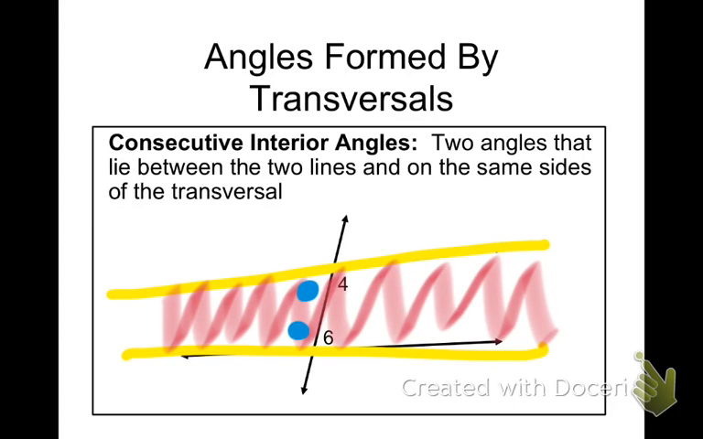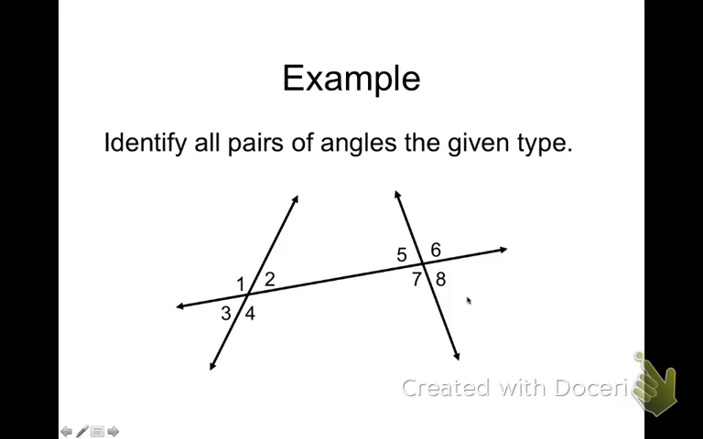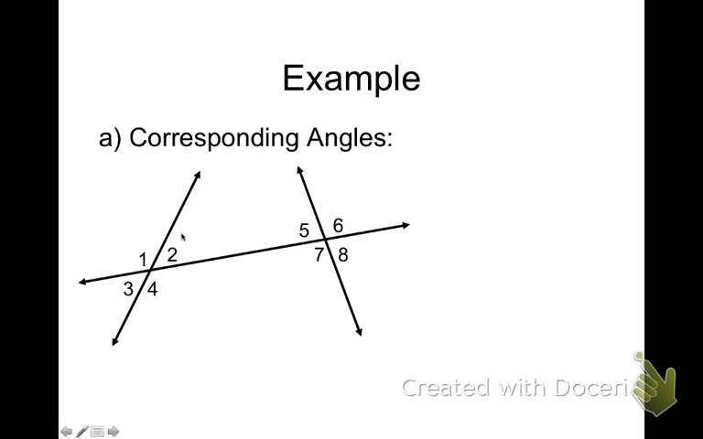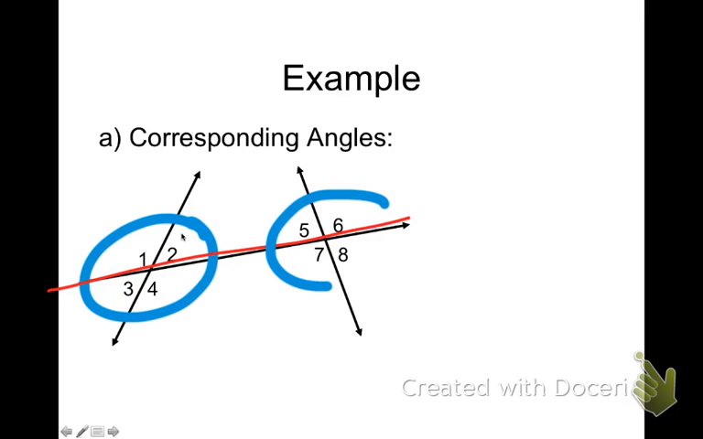So let's see if we've got this. Looking at this diagram, let's see if we can identify all the pairs that are given. Give me a set of corresponding angles. Here you have one intersection of your line and transversal. Notice my transversal is the line I just made as red. And here I have another intersection. To make a pair, I need to pick one from the left, one from the right. Someone give me one pair. You got one from here, now pick one from here. So one would correspond with 5.